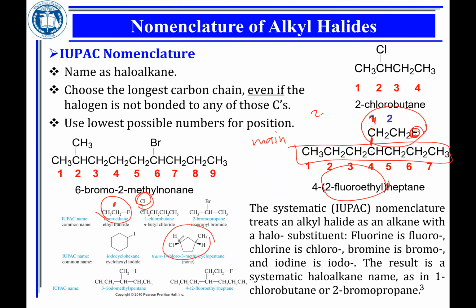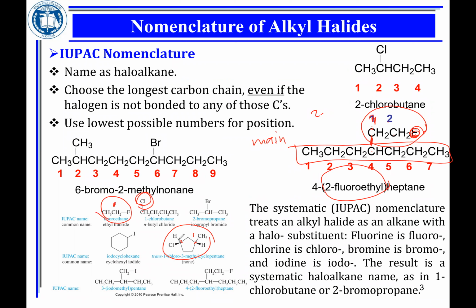And if it's a cyclic system, I hope you remember from chapter 3, I just want to emphasize here, if you have 2 branches only, it doesn't matter which one takes carbon 1. If this was carbon 1, the other one would be 3. If one branch is on 1, the other one would be on 3.